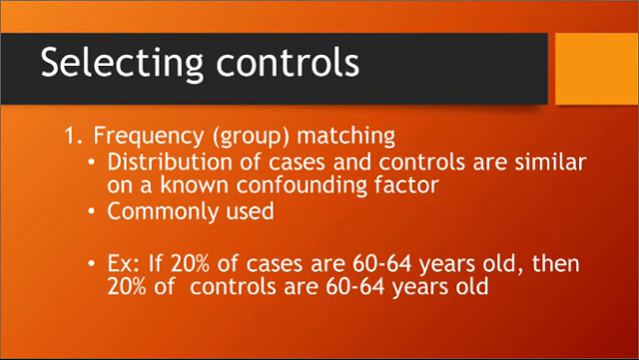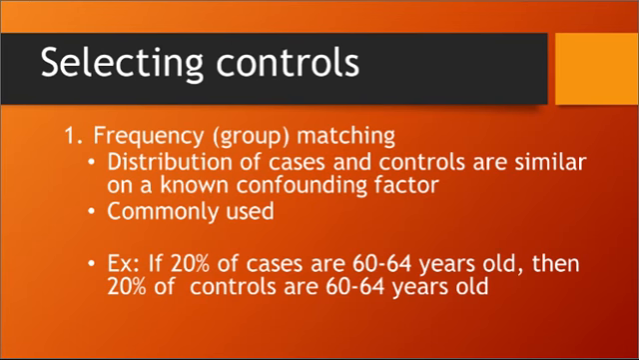One way of selecting controls is called frequency matching or group matching. What happens with this type of matching is all of the cases will have already been chosen. And then the researcher looks at certain percentages or distributions of certain characteristics within the cases, and they try and match the controls on those different distributions.